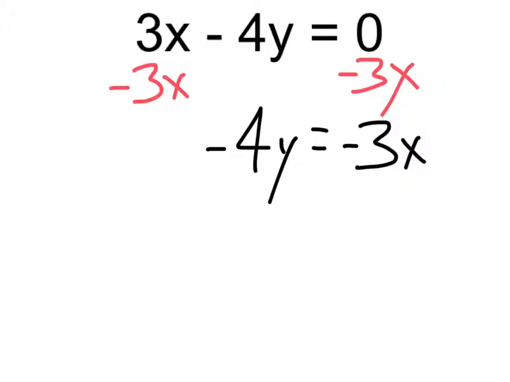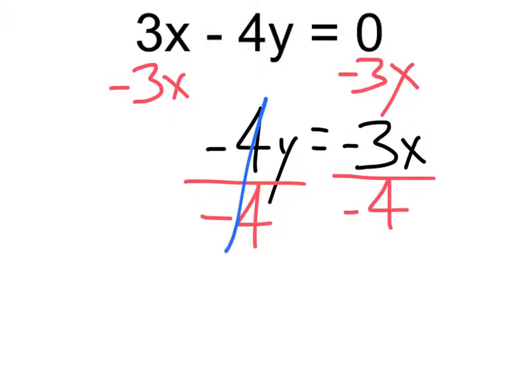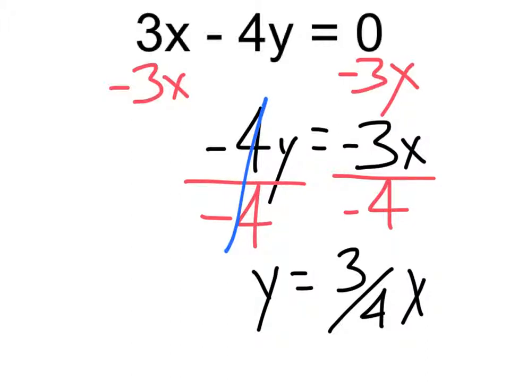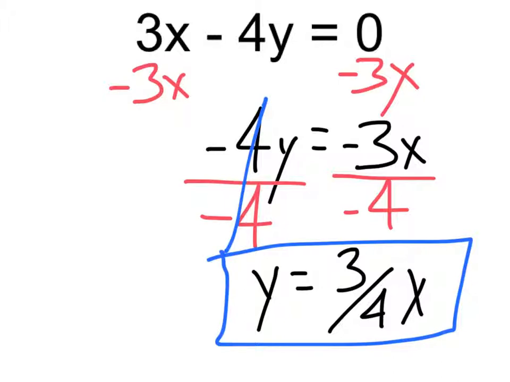And now what we need to do is get this y by itself, and we're going to divide both sides by negative 4, because this is, in other words, negative 4 times y, and if we divide both sides, the negative 4s cancel out. All we're left with is y equals what? Negative 3 divided by negative 4 is simply 3 over 4x. And had we had another term here, the y-intercept, it would have also just been 0. So this is going to start at the origin, or at 0, 0. And this is it. This is our answer.